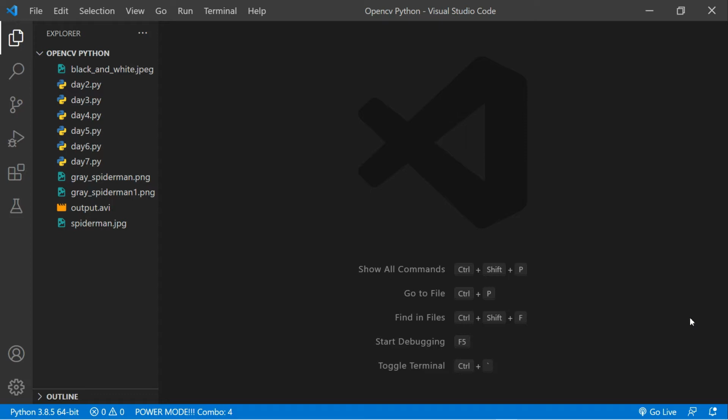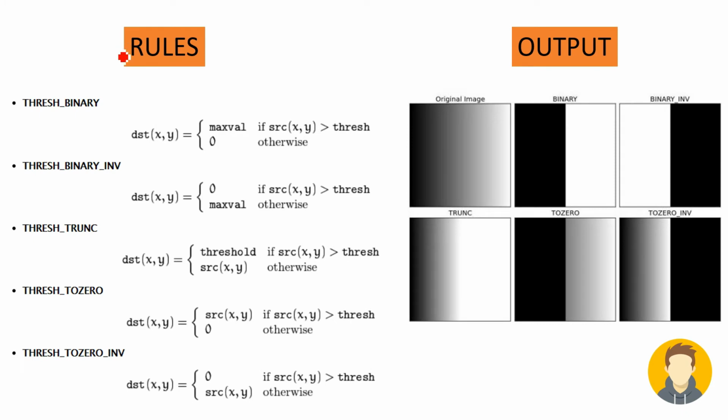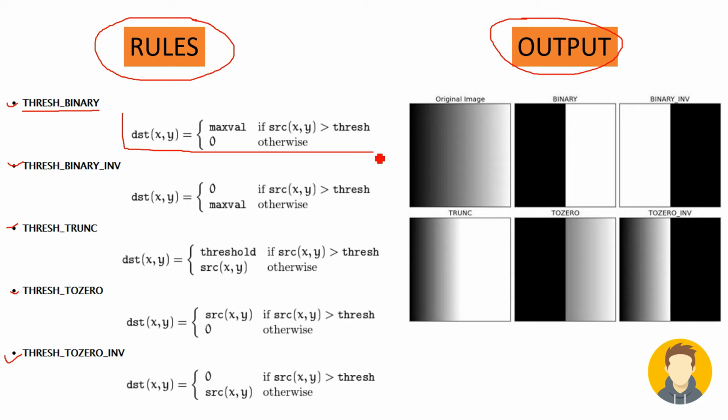That means the image is divided into two regions, or two groups: below the threshold and above the threshold. We're going to discuss that and go to the slide. Now you can see the headings are called rules and output. There are many types of thresholding: thresh binary, thresh binary inverse, thresh trunc, thresh to zero, and thresh to zero inverse. First, I'm going to discuss thresh binary, and you can see here the rules for thresh binary.